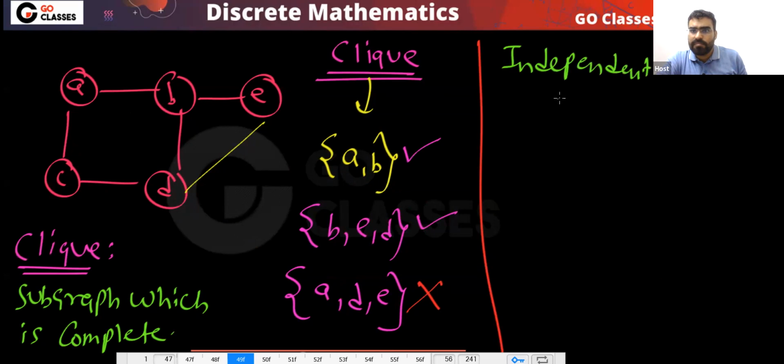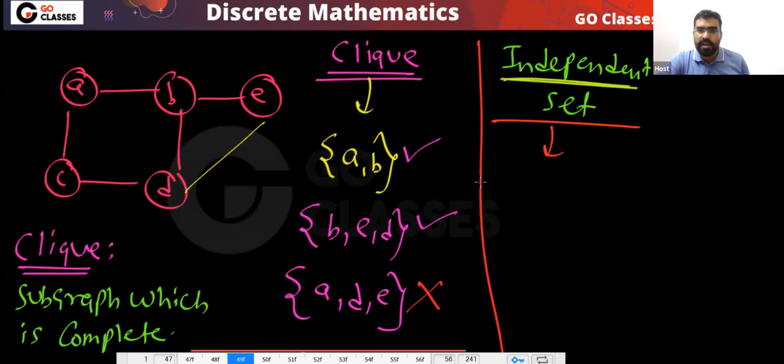Independent set. What is an independent set? The name itself is telling you: independent of each other. It means every two elements are non-adjacent.